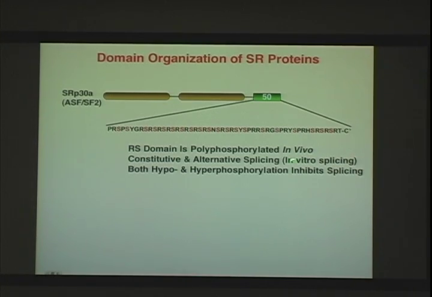We know that, at least in in vitro splicing assays, these RS domains are important both in constitutive and alternative splicing for some substrates, not for all. We also know that phosphorylation is critical in splicing, but that hypo or hyperphosphorylation, that is too much or too little phosphorylation, can actually inhibit splicing.